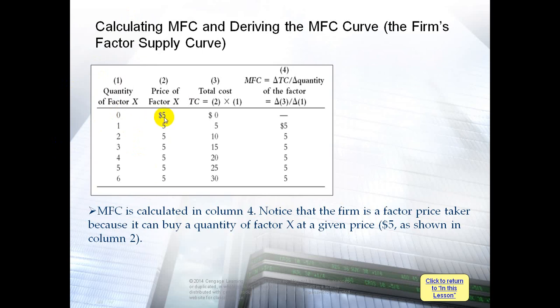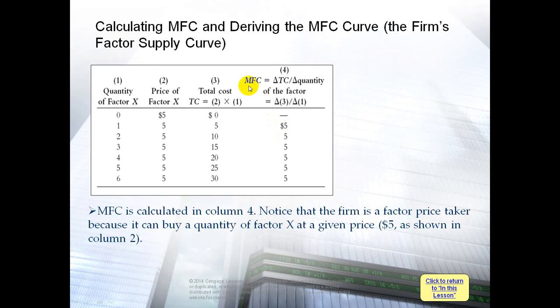So 0 times 5 is $0. Total cost for buying 0 units is $0. If you bought 1 unit, that will cost you 5 times 1, $5. If you bought 2, you multiply it by 5, so the total cost for 2 units is 10, and so on. So the change, what does change mean? It is the difference between the second value and the first value. So 5 minus 0 is 5.